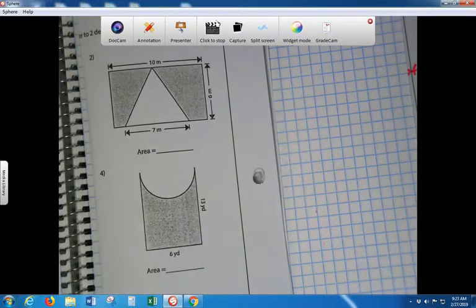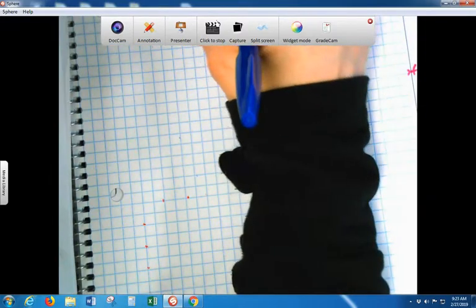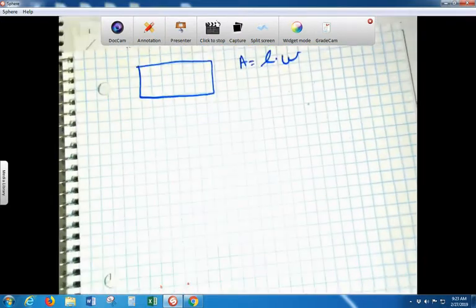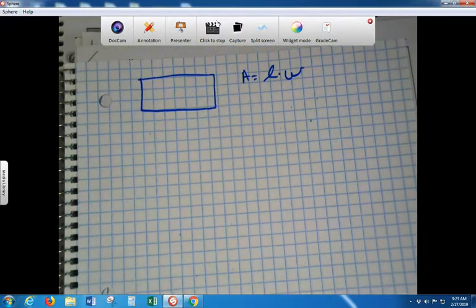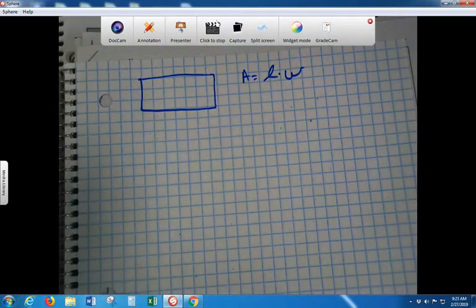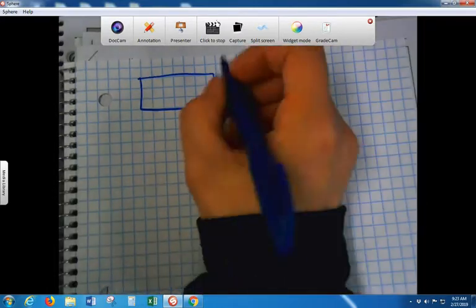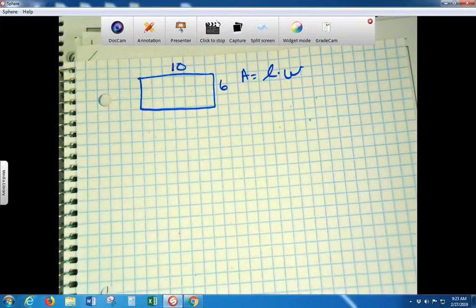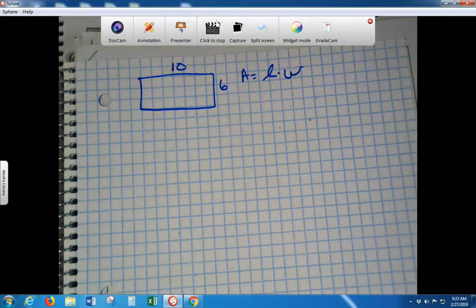So let's draw that out. It's a little sketch. Okay, I'm going to draw the rectangle. Area equals length times width. Okay, what's the length and the width of the rectangle from our picture? 6 and 10. Okay. So do the math. Write it down.